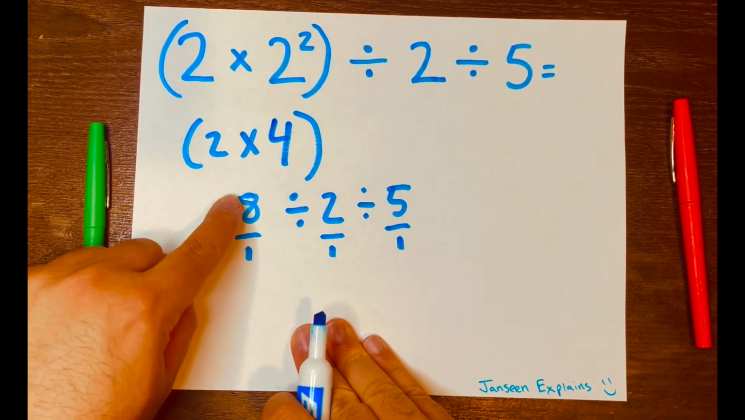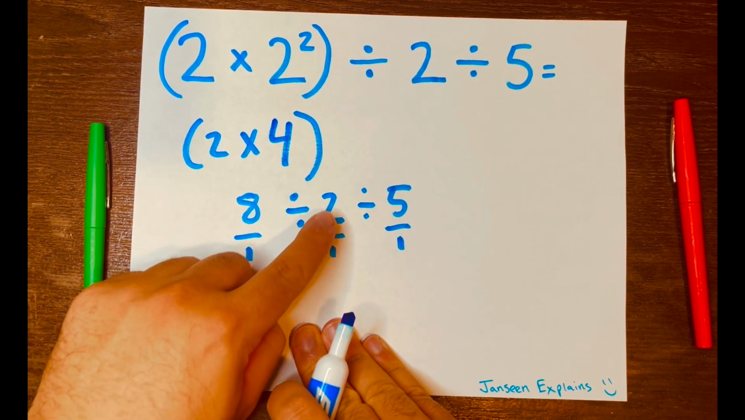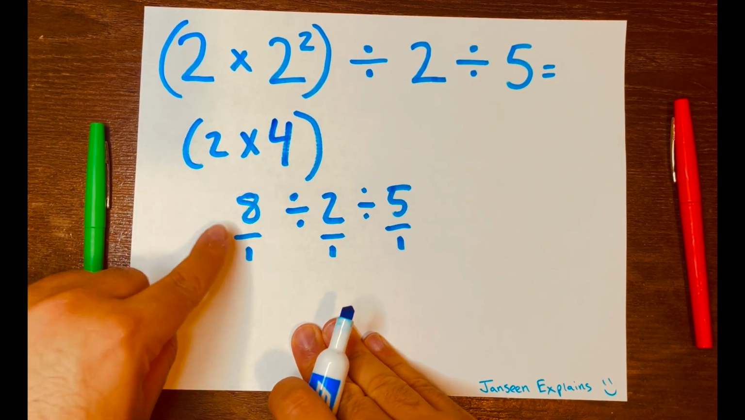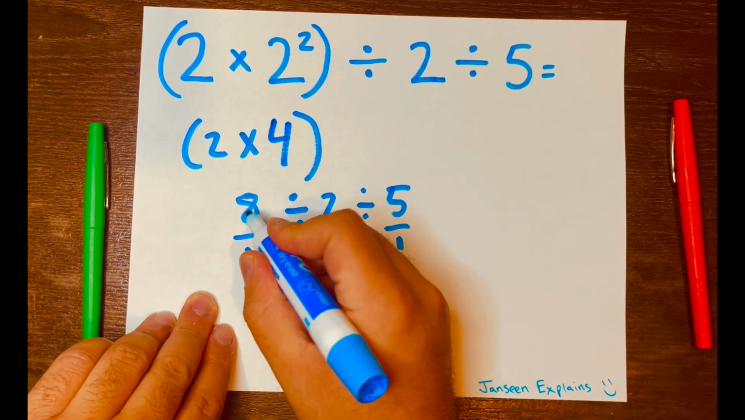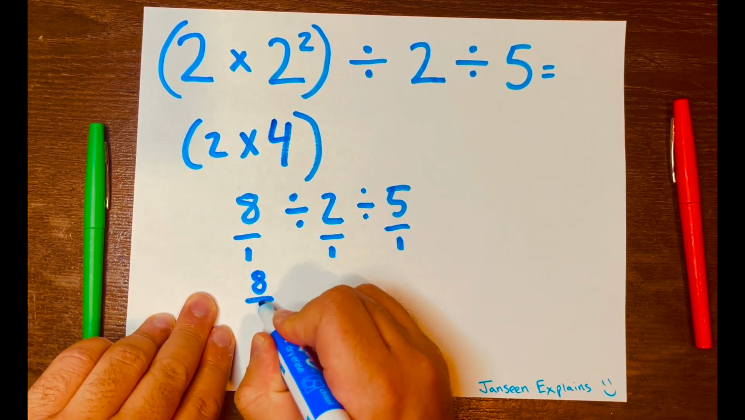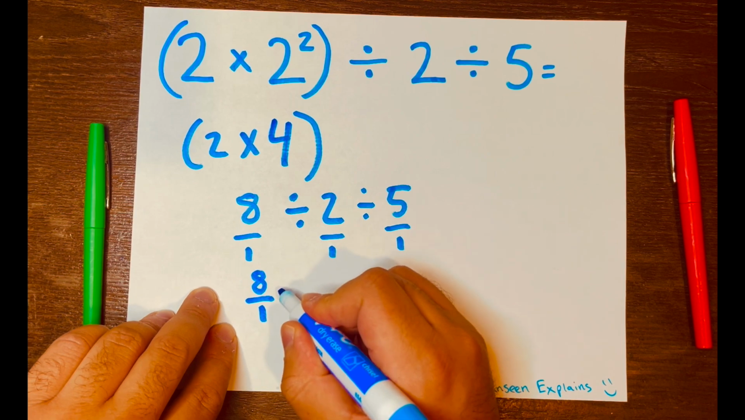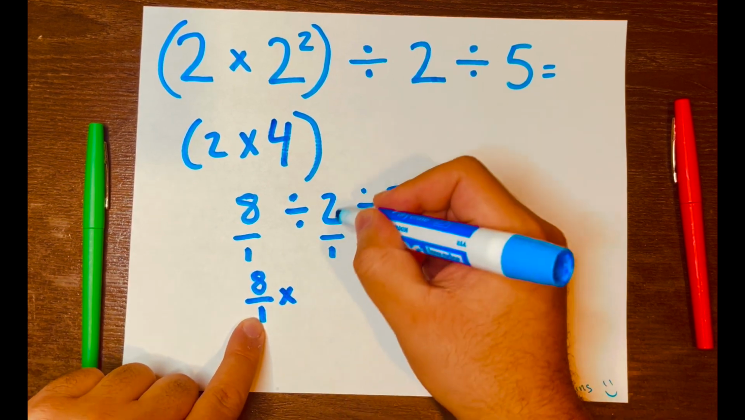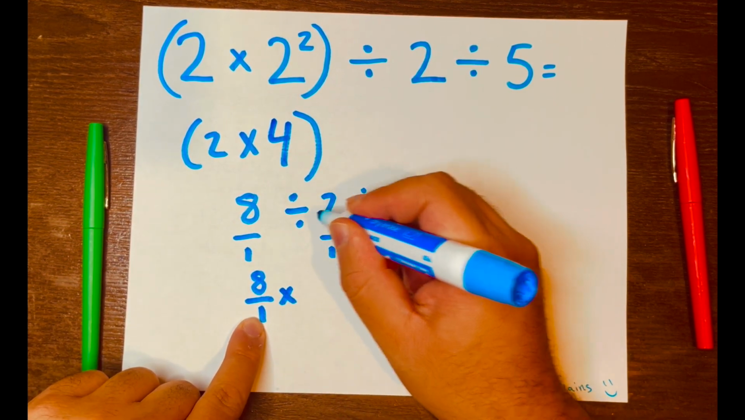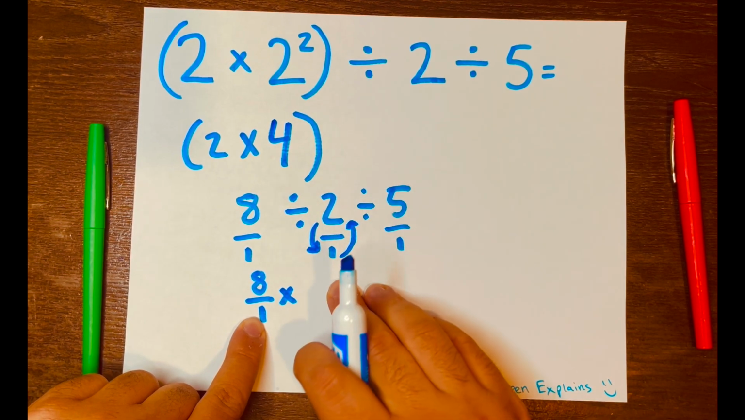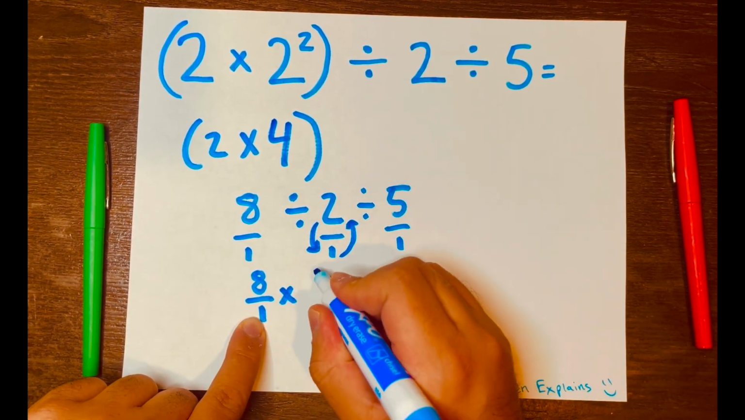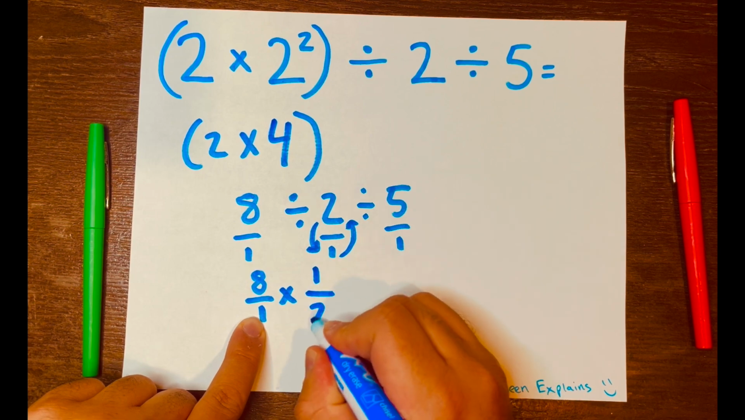So 8 over 1 divided by 2 over 1. Let's use the keep, change, flip method. So we'll keep 8 over 1. We'll change the division symbol to multiplication. And then we're going to flip this fraction. So the 2 will go at the bottom of the fraction, and the 1 will go on top of the fraction. So it'll be written like this, 1 over 2.